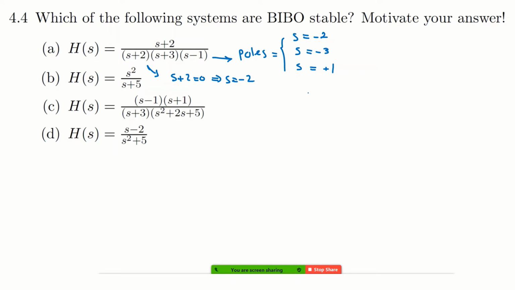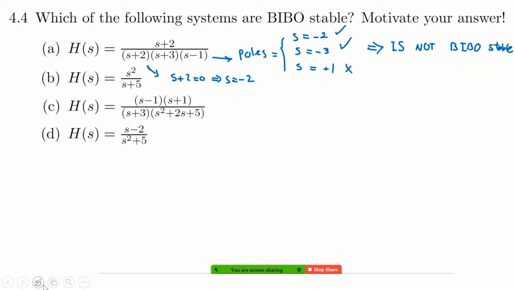So what was the condition for a system to be BIBO stable? The condition is the real part of all poles should be negative. This is true here, this is true here, but this is not true here. So we conclude that this system is not BIBO stable. I think you can do the rest, but since we can quickly do that, then let's do it here.